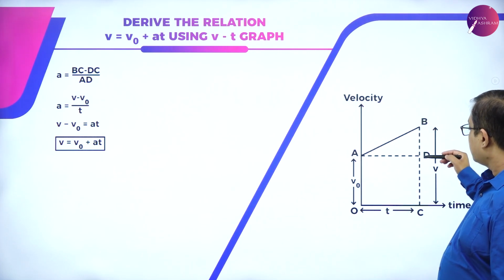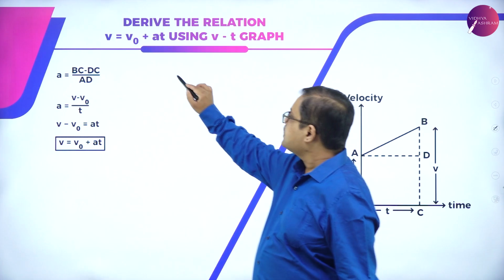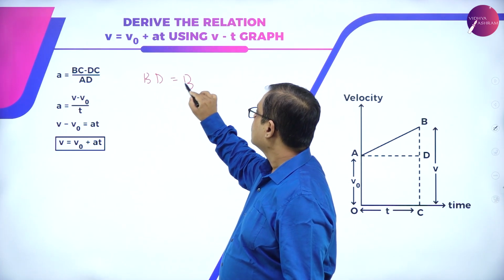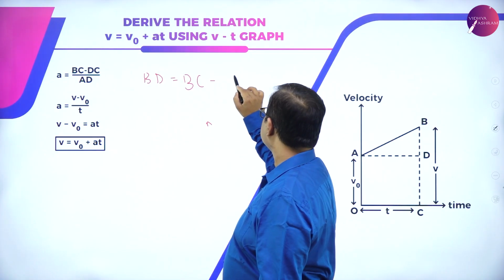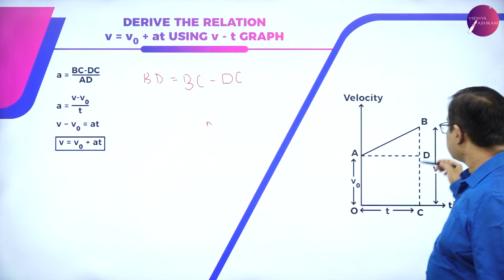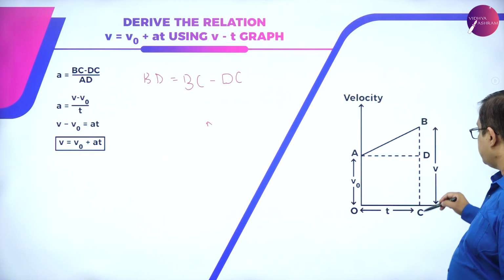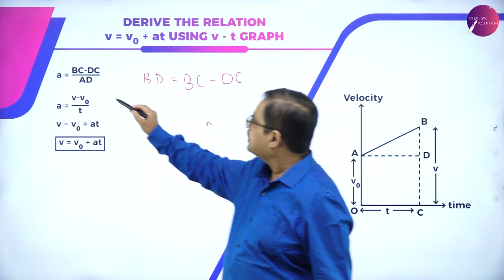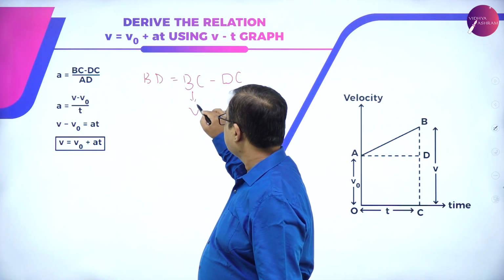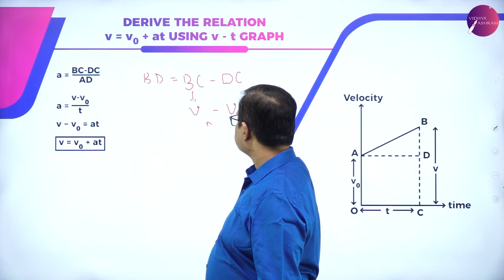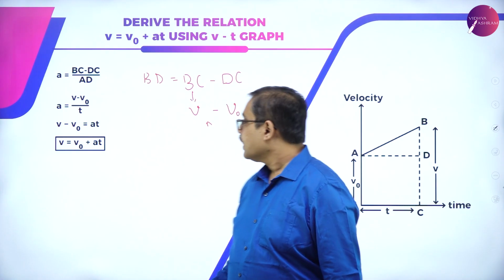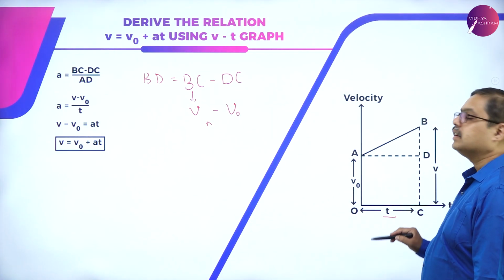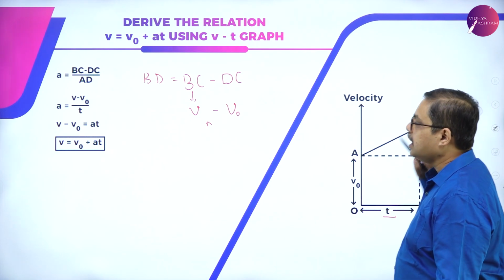See, observe here. I can write BD as BC minus DC. Can you observe from the sketch? I can write BD as BC minus DC. Why? Because BC represents final velocity, and DC represents initial velocity. Okay? Then what is AD? You can see AD is the time taken by the body to travel from A to B.